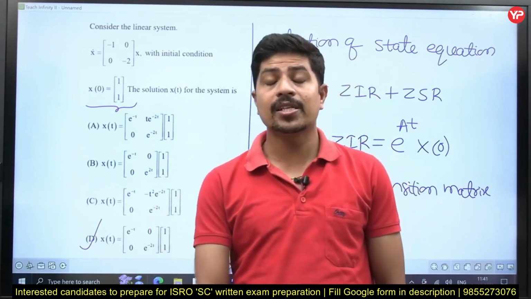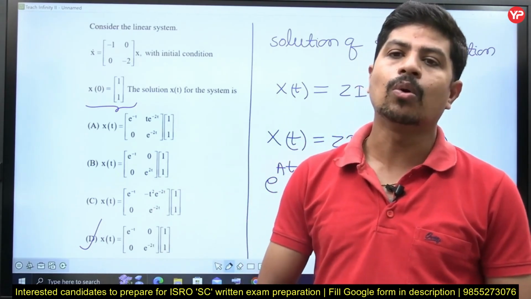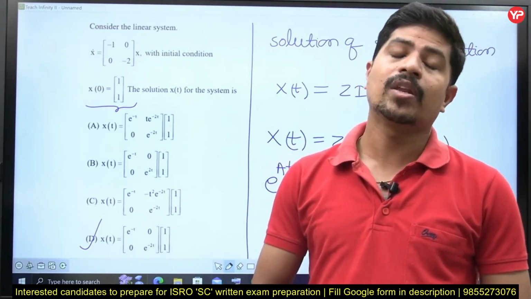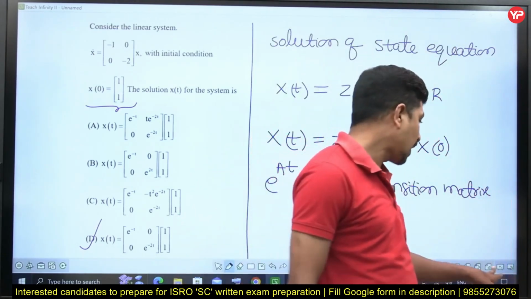See, the question is very simple. If you know the formula, x of t, the zero input response, is equal to e power at into x of 0, where e power at is equal to L inverse of sI minus A whole inverse, right?